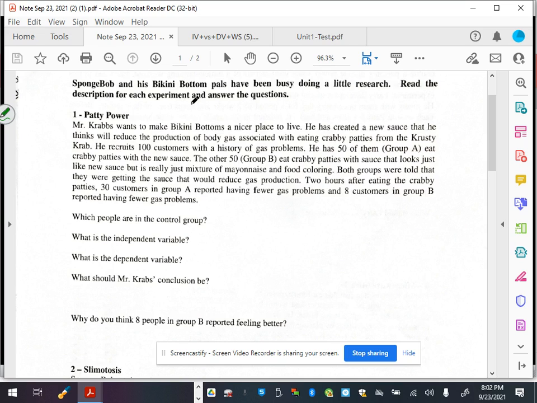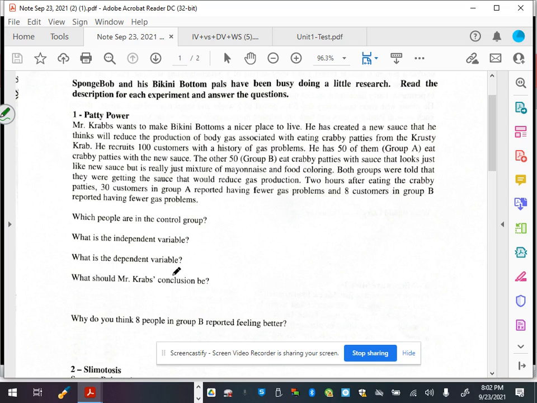Read the description for each experiment. There are 4, and answer the questions. Everything that you need to answer the questions is in here, so you really need to read carefully. Then we have questions like this. What's the control group? Read through the information in here. What's the independent variable? We know what that is now. That's what the scientist is changing. Your dependent variable is what you are measuring. So go back and look at those definitions if you need to.